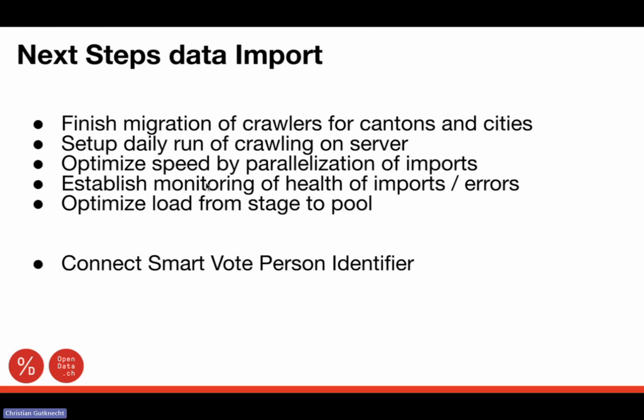Also, what's going on is the monitoring and the health of imports. We already have the idea of a table where you can see, okay, this is a daily run. It started then and then. It has collected this amount of affairs, this amount of persons, and so on. So we can also have visualization of that. And of course, then if there is an error there, what are we going to do about that? This is also something I'd like to improve.